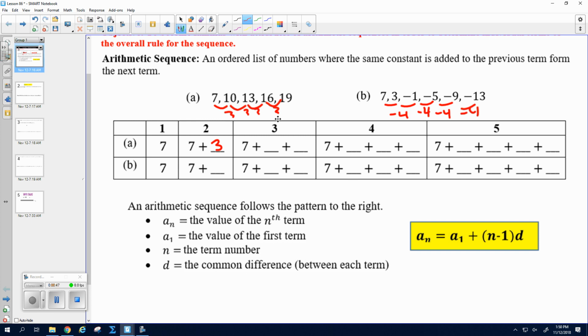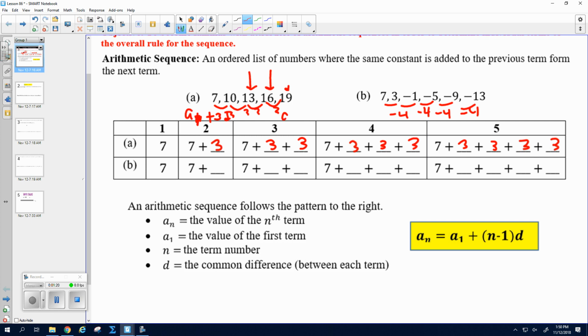To find the third term, that would be this one right here, we do 7 plus 3 plus 3. To find the fourth term, that would be this term here, we do 7 plus 3 plus 3 plus 3. To find the fifth term, we do 7 plus 3 plus 3 plus 3 plus 3. So how many differences did we add to this first one? Yeah, we took the first number, whatever the first number is, we say a sub 1, and we add the difference, 3 is the difference, one time.